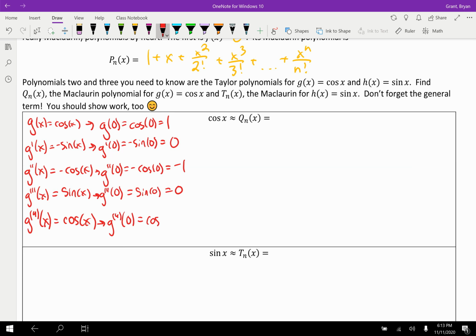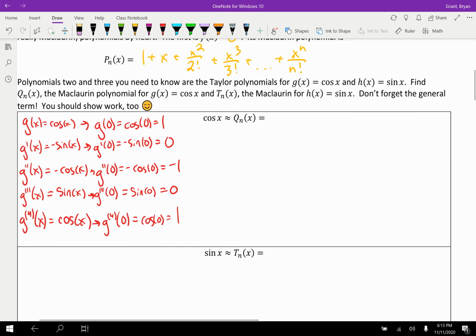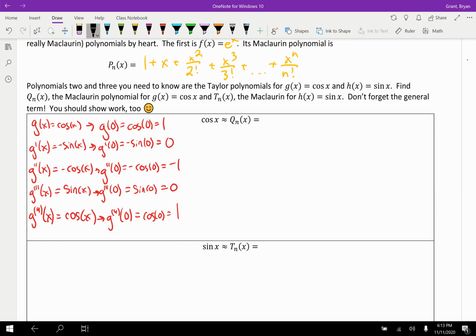So I could write this out as cosine of 0, but we should already see that it is 1. Look at that pattern. 1, 0, negative 1, 0. 1, 0, negative 1, 0. Cool. Pretty quick, pretty easy. Let's go ahead and do our general Taylor, or in this case, Maclaurin polynomial. We're going to call it q sub n of x, and this is going to be, we're using g here, so g of 0 over 0 factorial times x minus 0 to the 0th.